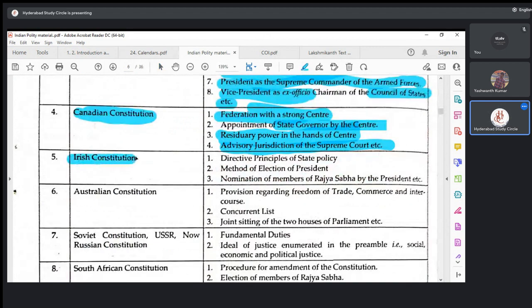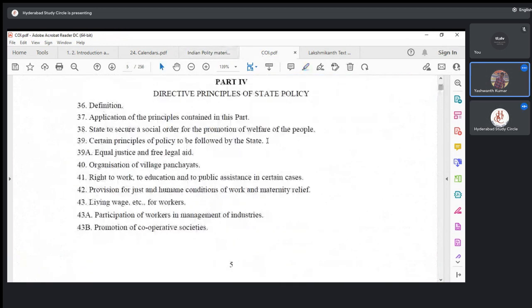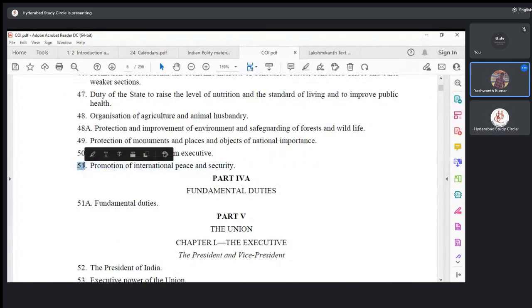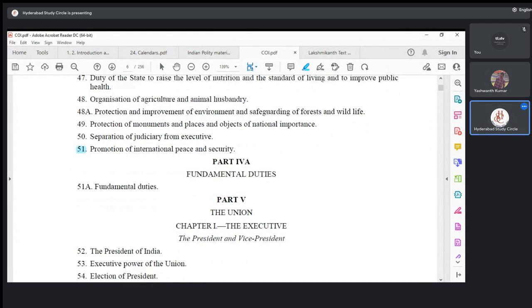From the Irish Constitution, what have we taken? DPSP, Directive Principles of State Policy. Which part is the Directive Principles of State Policy? Part 4. Article number 36 to article number 51. Please remember. Okay. Next.